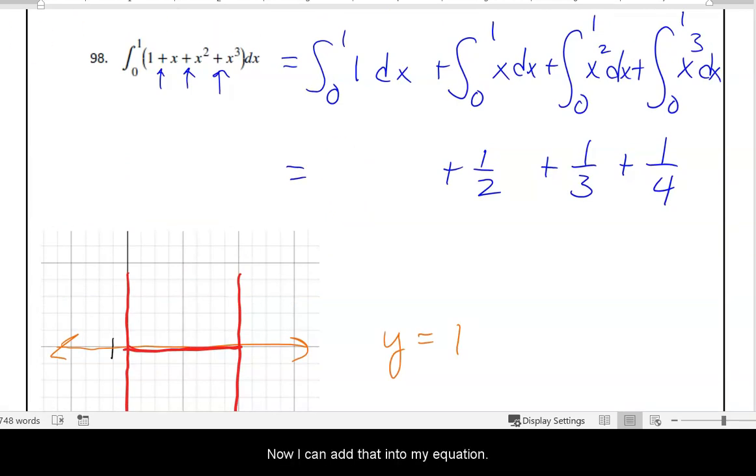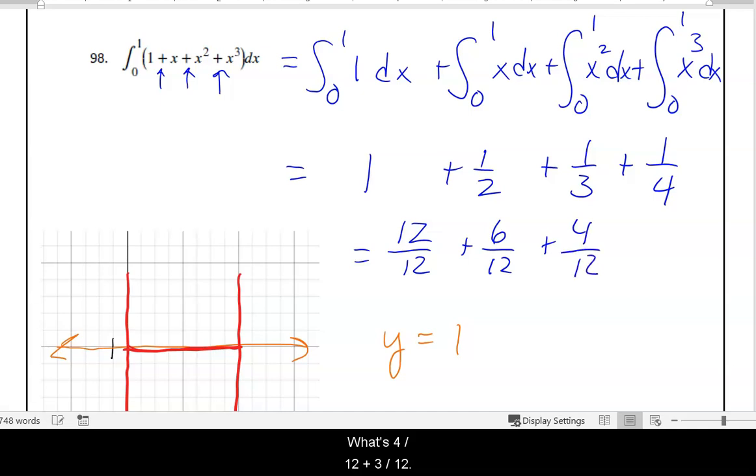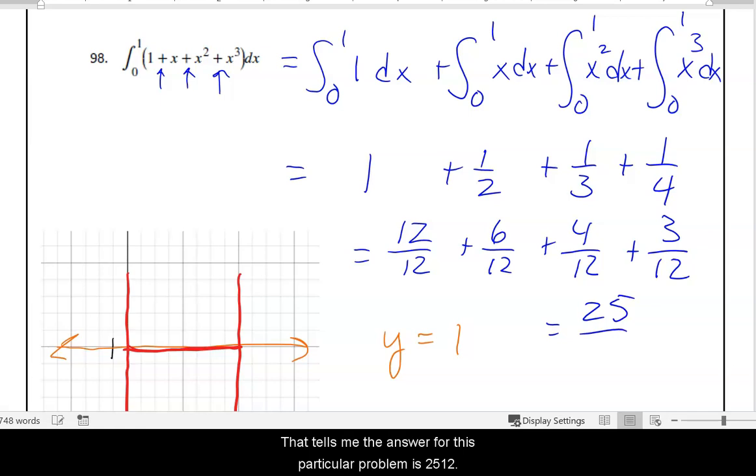Now I can add that in to my equation. This gives me 1 plus 1/2 plus 1/3 plus 1/4. I will need a common denominator, but I believe that would be 12. In that case, then, I can write this as 12 over 12 plus 6 over 12 plus 4 over 12 plus 3 over 12. Adding numerators only, I get 25 twelfths. That tells me the answer for this particular problem is 25 twelfths.